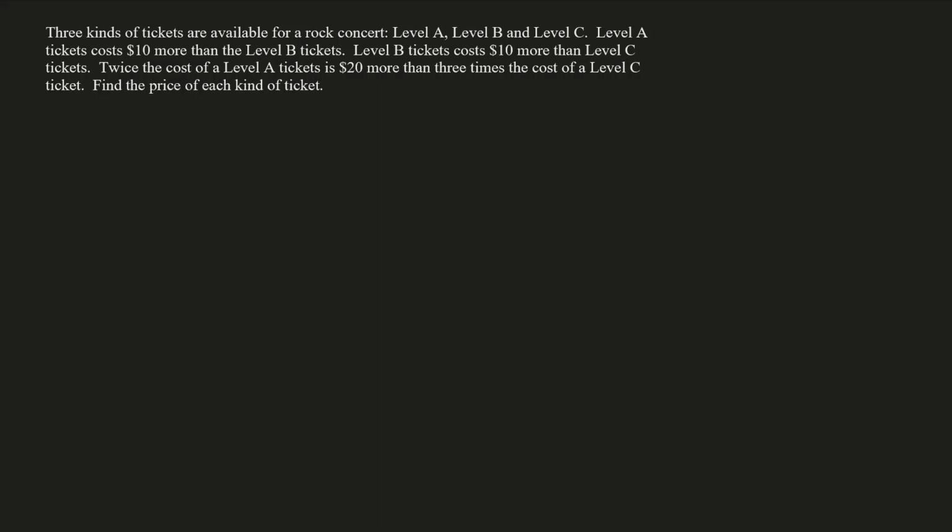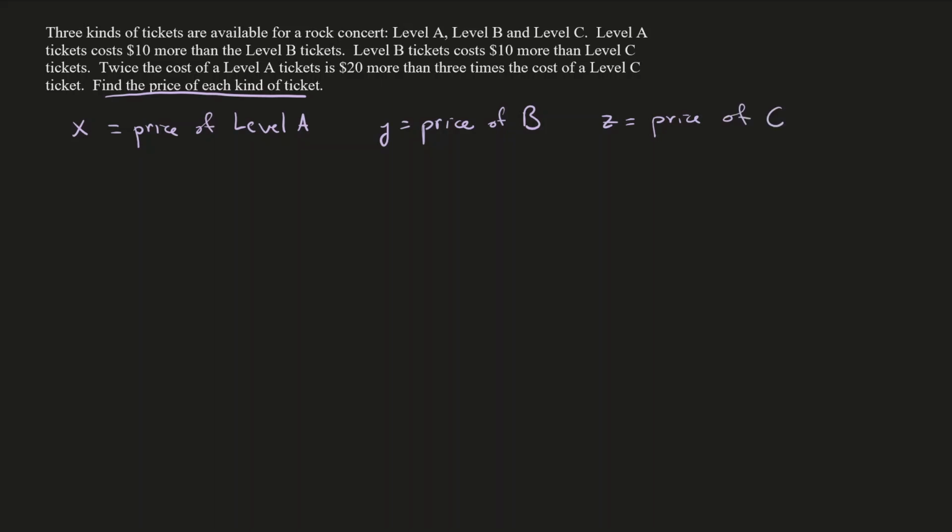So in order to start this off, this is what we want to find, the price of each ticket. So I'm going to say x is equal to the price of level A, y, price of B, and then z is equal to the price of the level C. So those are the three variables that we want to find. We have an x, a y, and a z. So it should be noted here that as we have three variables, you will want to find three equations. So now we dig into each sentence.